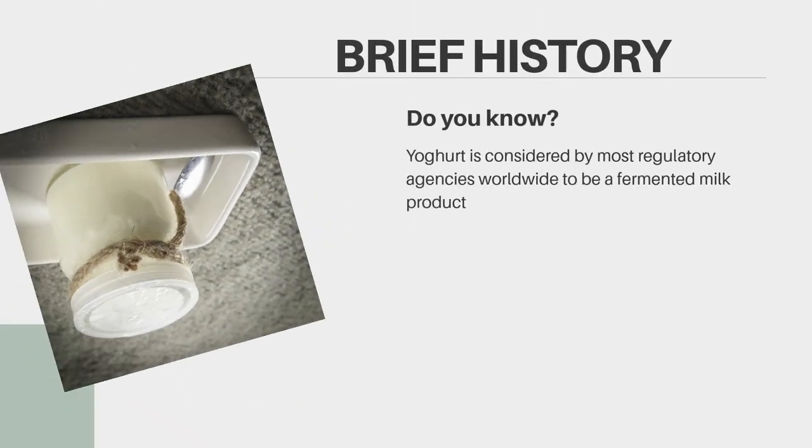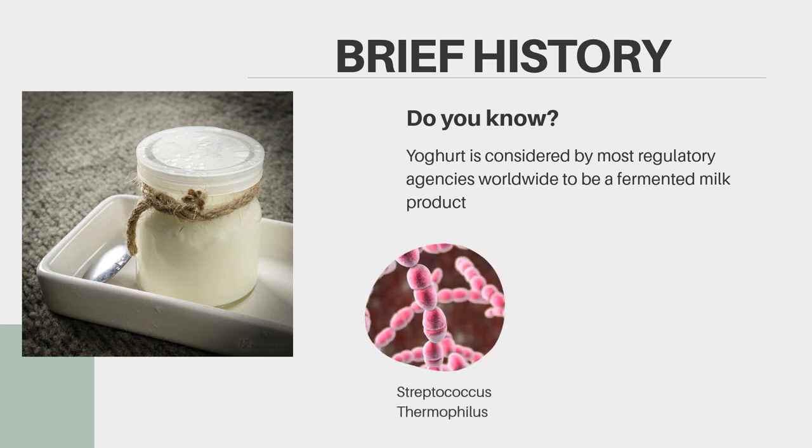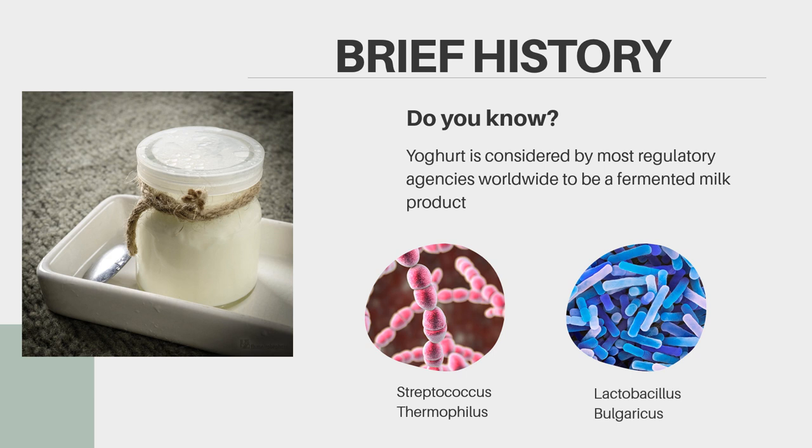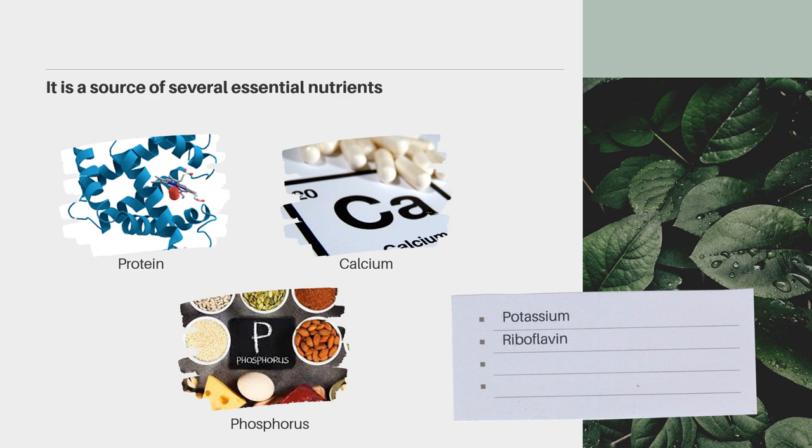Do you know? Yogurt is considered by most regulatory agencies worldwide to be a fermented milk product that provides digested lactose and specifically defined, viable bacterial strains. The typical yogurt bacteria that we know are Streptococcus thermophilus and Lactobacillus bulgaricus. Yogurt is also a source of several essential nutrients, including protein, calcium, phosphorus and other nutrients such as potassium and riboflavin. It is also a source of some vitamins such as vitamin B6 and vitamin B12, and serves as a vehicle for fortification.